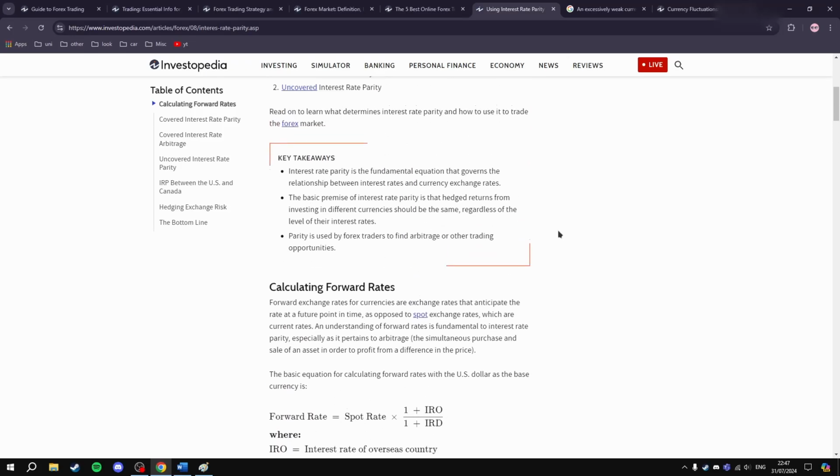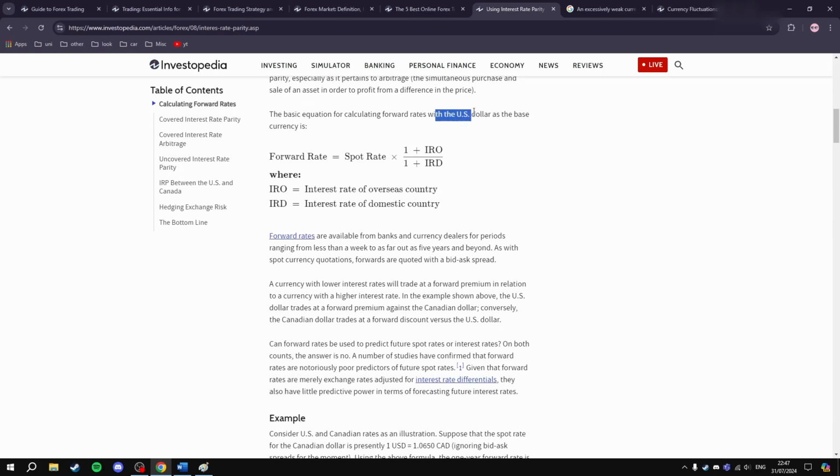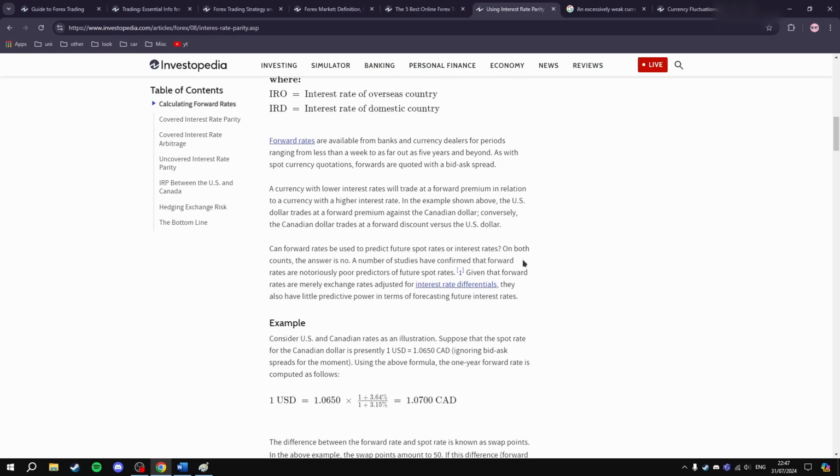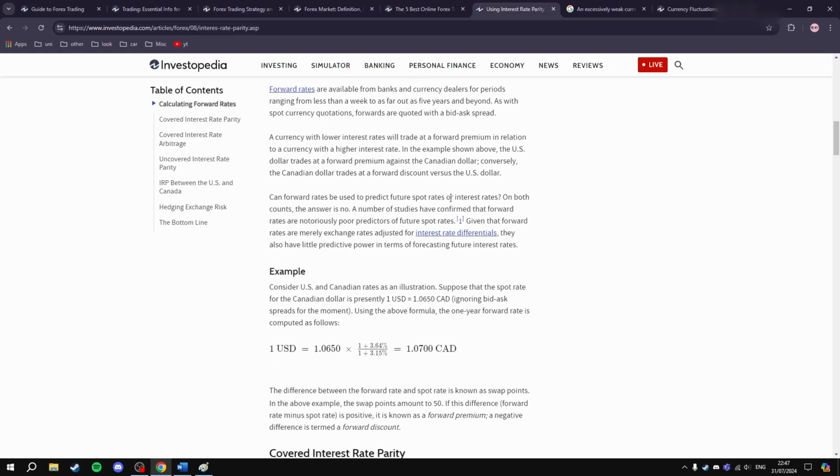What's the example? The USD is the base currency. A low interest rate currency trades at a forward premium in relation to a high interest rate currency, so the USD trades at a forward premium against the CAD. So, does the USD have a lower interest rate than the CAD?